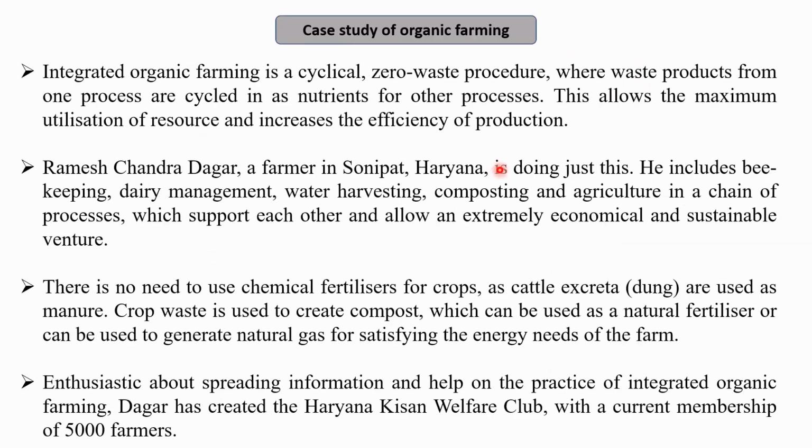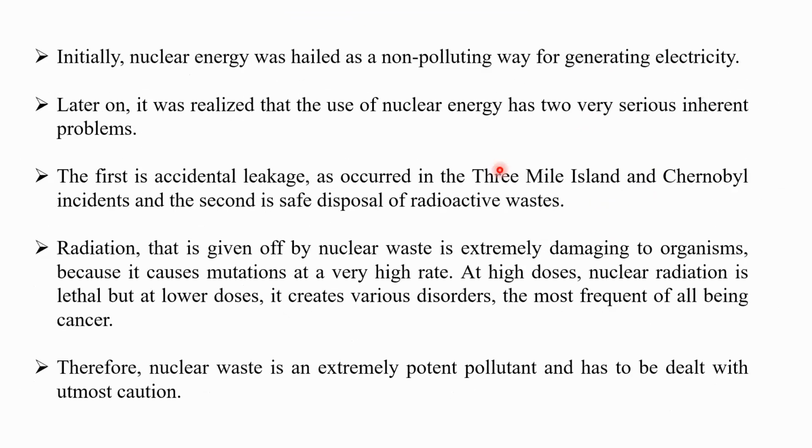So this was about the agrochemicals and their effects. The next is the waste which is being generated from nuclear energy, that is radioactive waste. Initially, nuclear energy was hailed as a non-polluting way of generating electricity. However, later on, it was realized that the use of nuclear energy has two very serious inherent problems. The first is the accidental leakage, as occurred in the Three Mile Island and Chernobyl incidents.